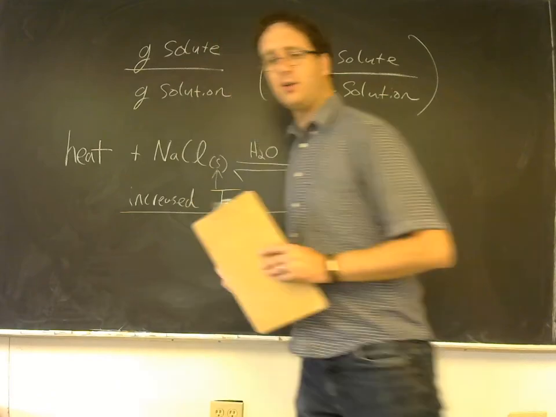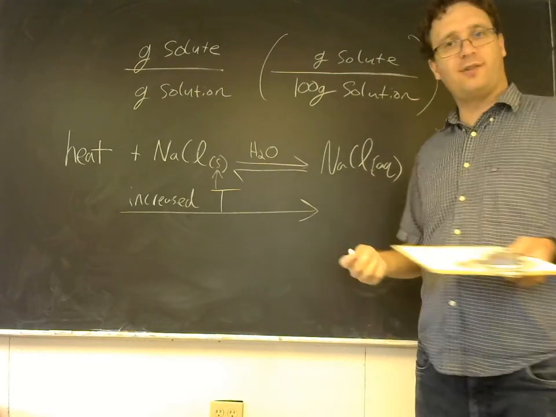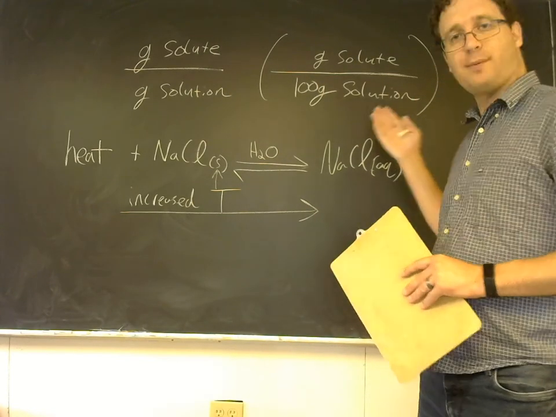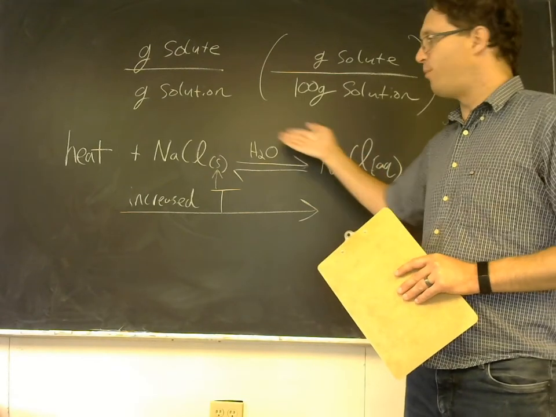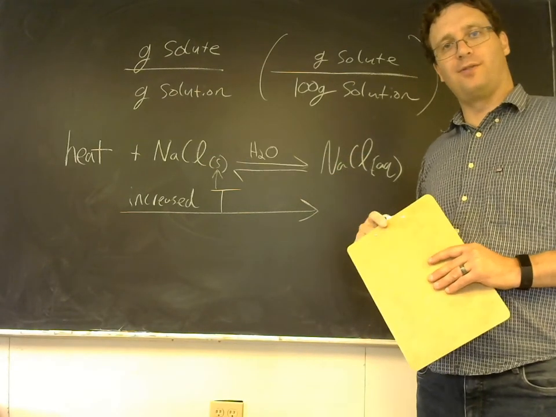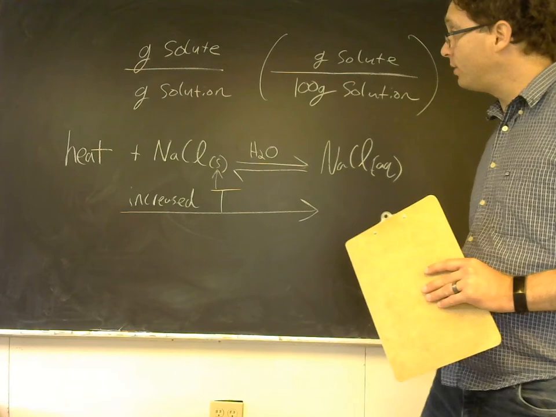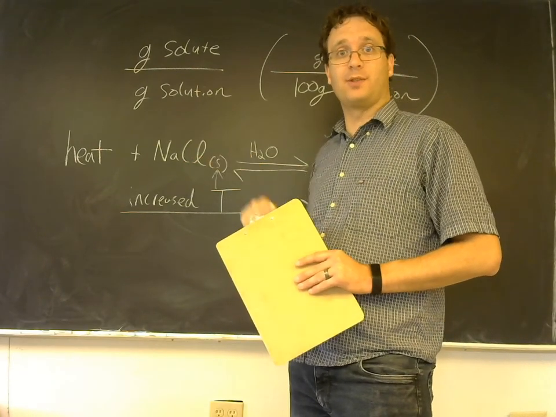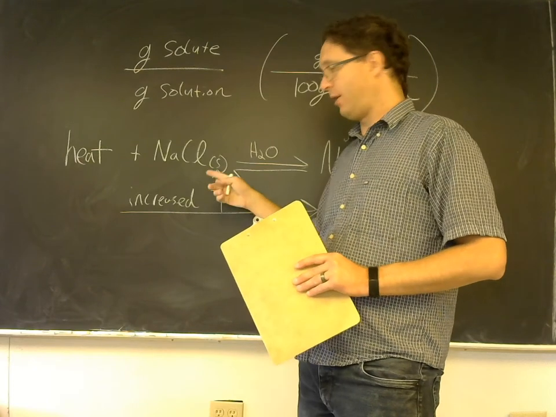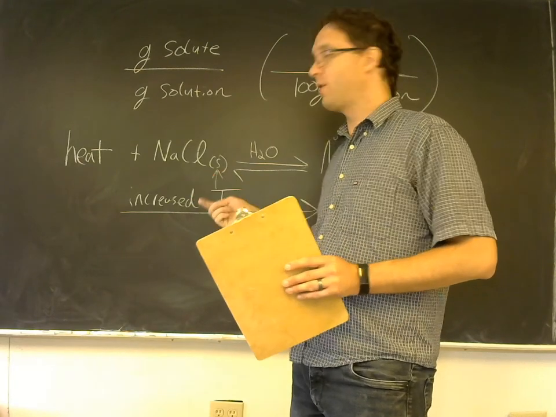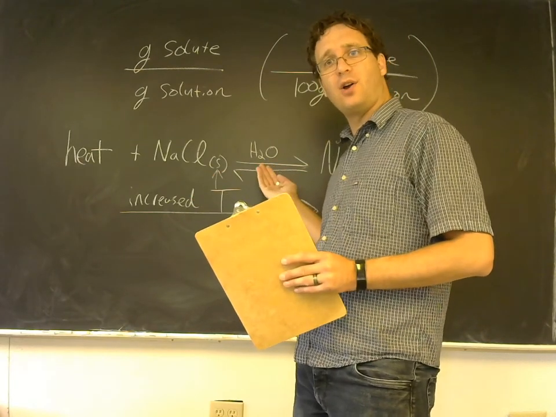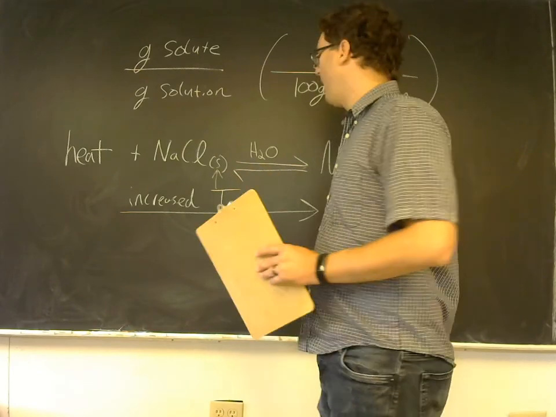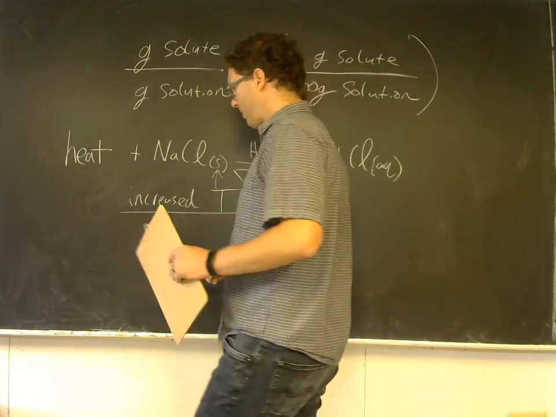So solubility is actually a function of temperature. The higher temperature your water is, the more sodium chloride you can dissolve in it. Now some solutes are going to be exothermic in their enthalpy of solution, and so it would have the reverse effect. If you increase the temperature, then the solubility would actually go down. And let's think about a particular case here.